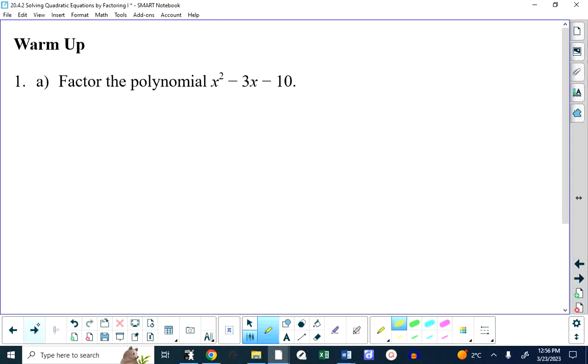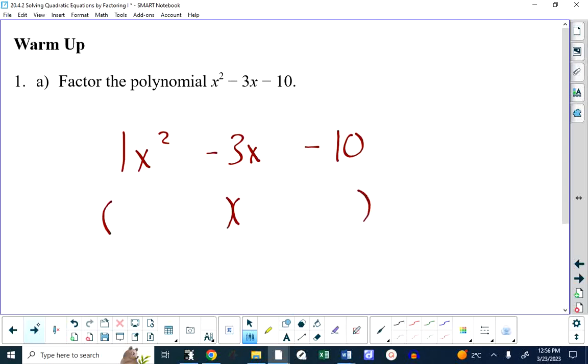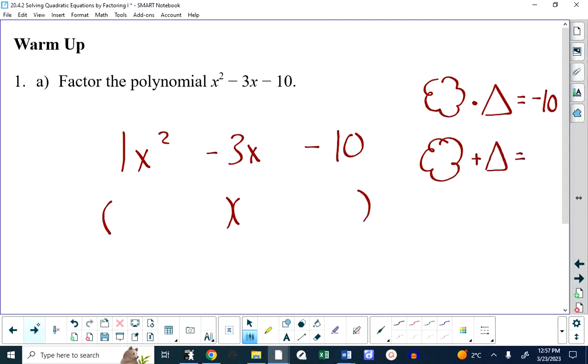Because we have a 1 for the coefficient of the quadratic term, the 1x squared is the quadratic term, the negative 3x is the linear term, and the negative 10 is the constant term. Because we have a coefficient of the quadratic term of 1, factoring this simply is a matter of you asking yourself this: what 2 numbers multiply to give negative 10, and those same 2 numbers have to add to give negative 3? That's what this question boils down to.